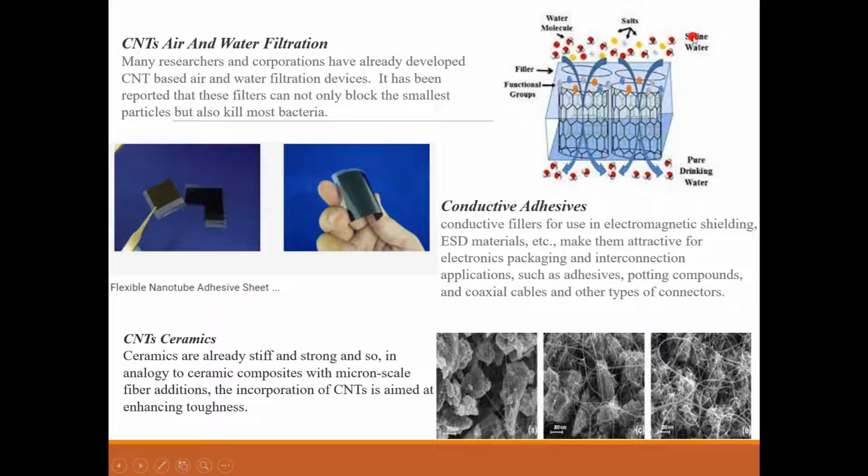Okay, then you have CNTs for air and water filtration. Sea water, which contains lot of salts, can be converted into pure drinking water by simply filtering it through CNTs. Okay, that is called desalination of water. Similarly, air can be purified where CNT filters are used.